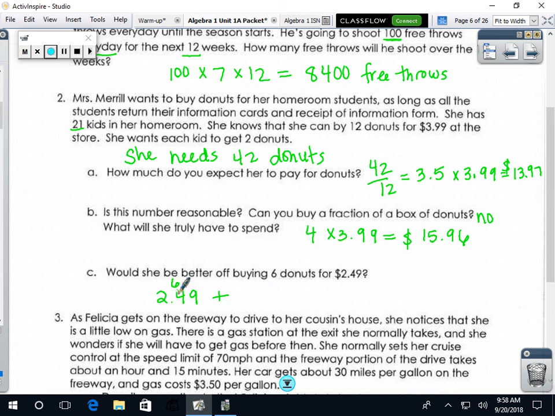Remember, this amount is going to get her 6 donuts. So she needs 36 more donuts, which means she needs 3 more dozen, right? So 3 at the price of $3.99 each. What does that become? Remember, this $2.49 is going to get her 6 donuts, but she needs a total of 42, so she needs 36 more. 36 donuts is 3 dozen donuts. At the price of $3.99 each, how much does that become? You just type it in: 2.49 plus 3 times 3.99.